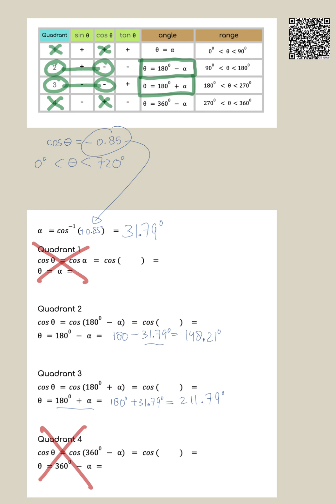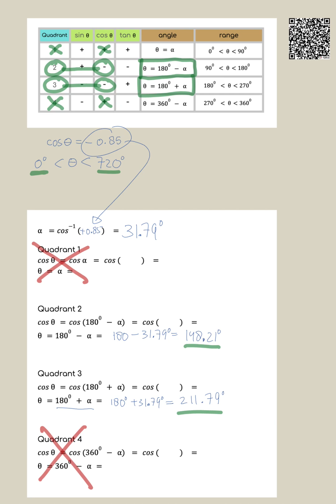Is that all the answer? Again, no. It's not just these two answers, 148.21 and 211.79. We need to find two more. Why do we do that? Because the angle is between 0 to 720. The ones that we found are only between 0 to 360. So what do we do now?